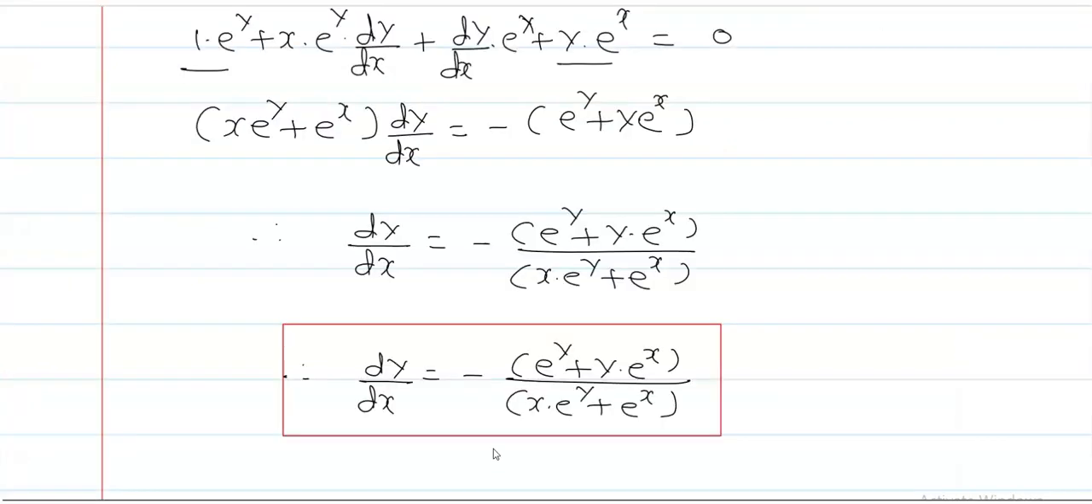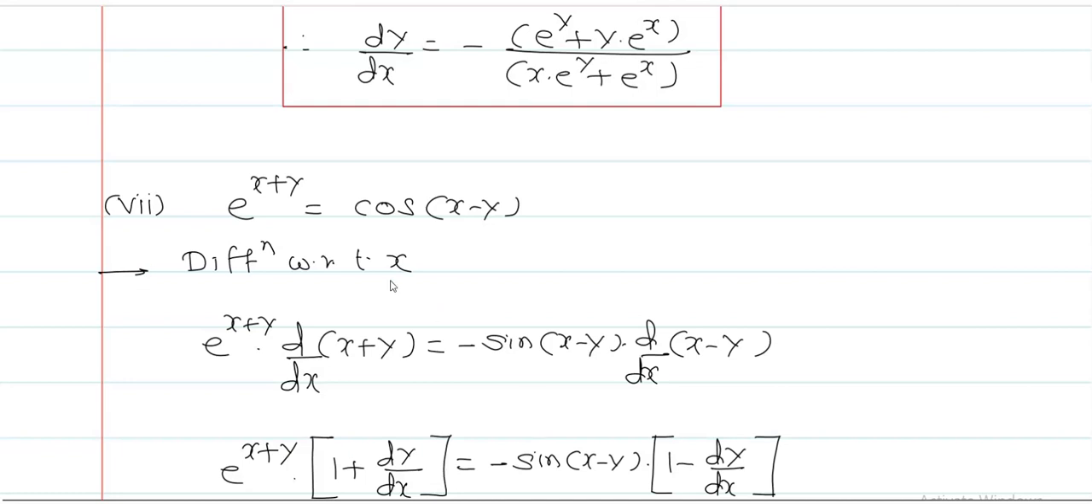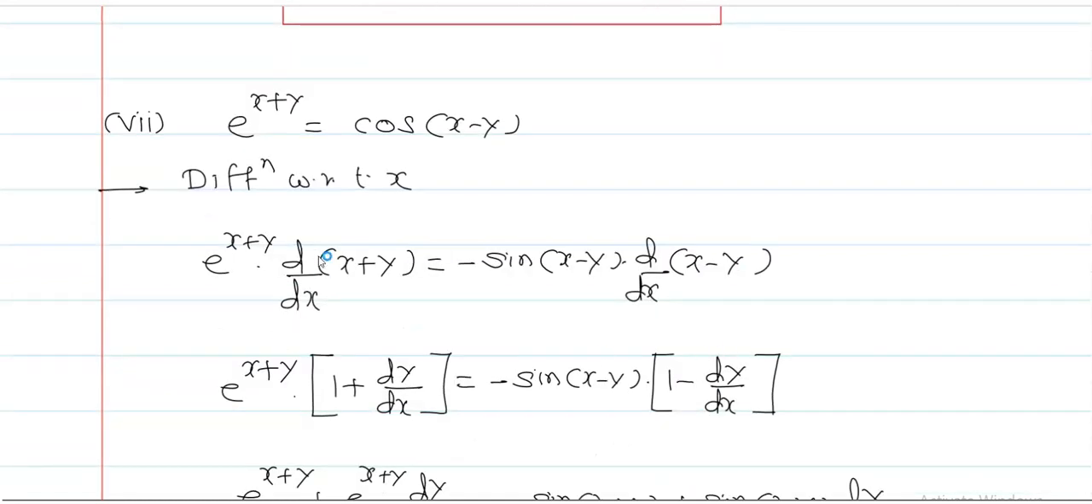Now see this, if you want to see once again, revise this. e raised to x plus y is equal to cos of x minus y, differentiate with respect to x. e raised to x plus y into dy by dx, d/dx of x plus y, minus sin of x minus y into d/dx of x minus y. Differentiate this: d/dx of x plus y, derivative of x is 1 and y is dy by dx, minus sin of x minus y into d/dx of x minus y, derivative of x is 1 and y is dy by dx.